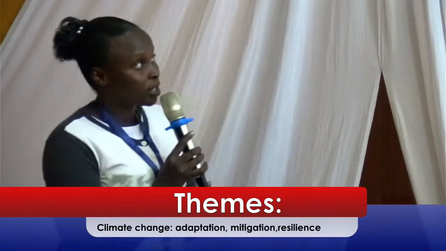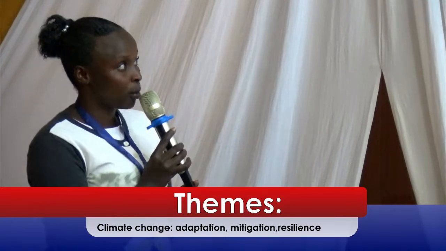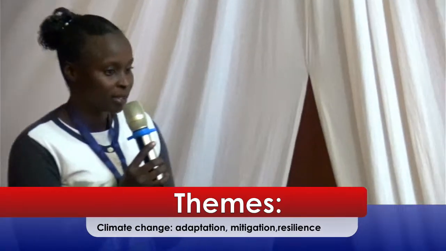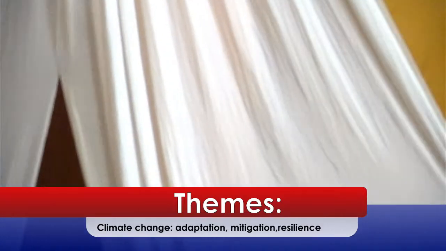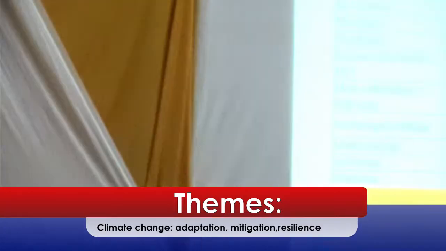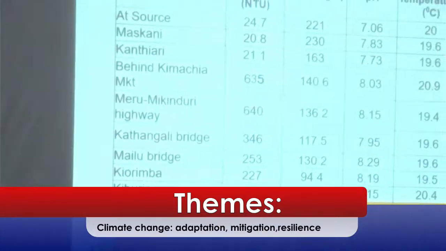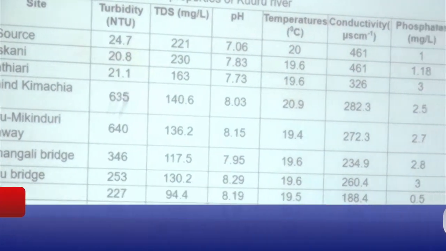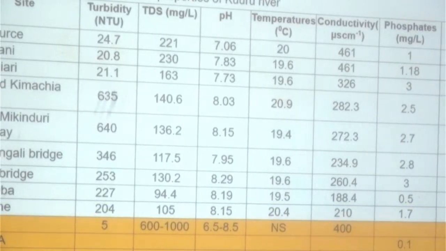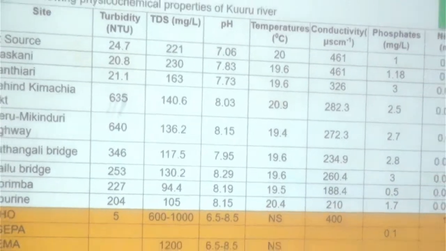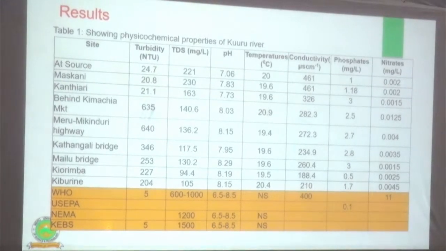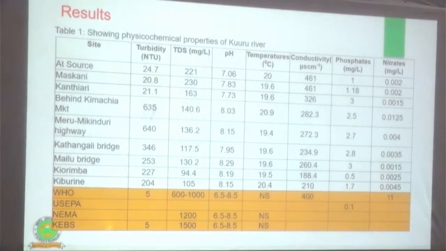Those are the results showing the physical-chemical properties of the river along the 9 sampling points. These results were then compared to the standards provided by various institutions, like WHO, NEMA, KEBS, and the United States Environmental Protection Agency. The results are as shown.